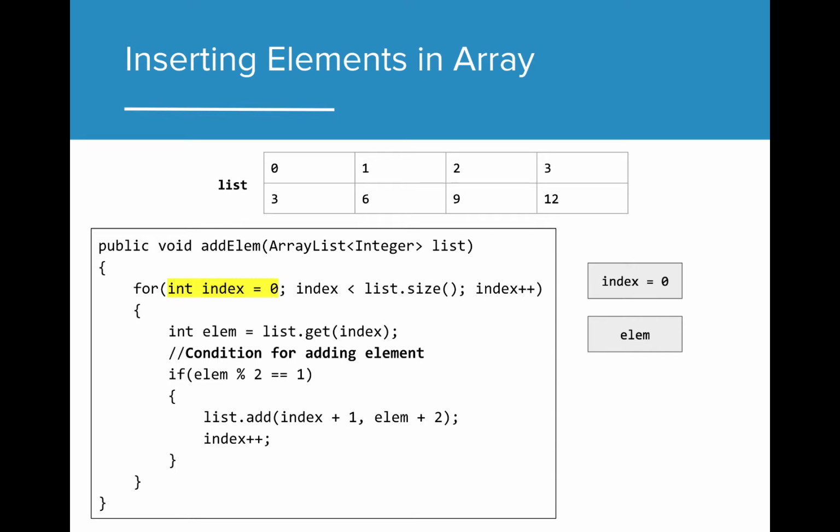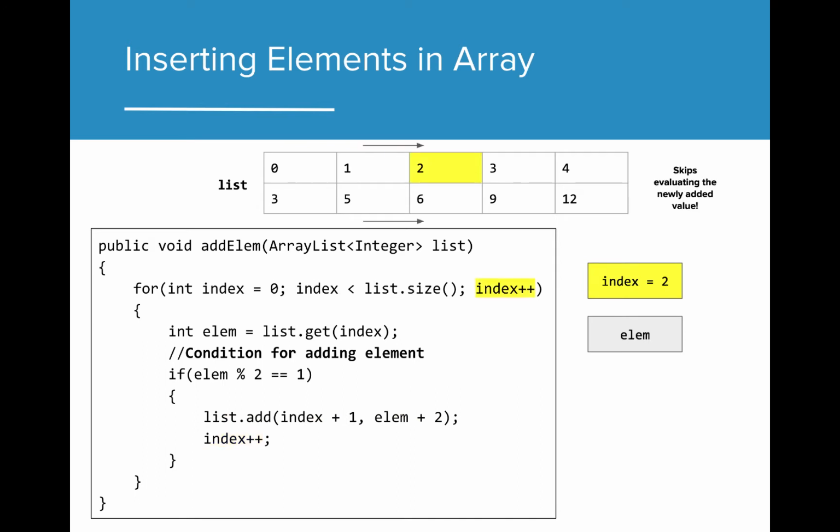The for loop variable index is initialized to the value 0, and the for loop begins. The value of elem is assigned the value of the first index 0. Because elem is odd, the if statement returns true and is then executed. Because the element is odd, we add the new element, 3 plus 2, to the index following the current index. Now at index 1, the value 5 has been inserted, and the other values are shifted up an index in the array list. Next, we add 1 to the value of index.